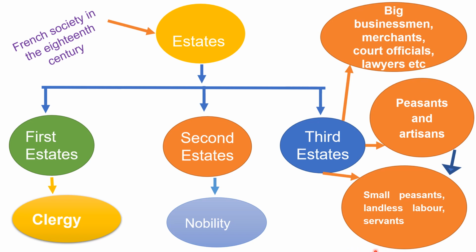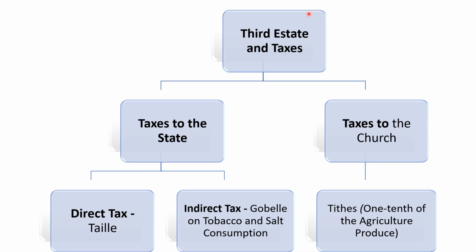Peasants were obliged to render services to the lord, to work in his house and field, to serve in the army, or to participate in building roads. The third estate paid taxes to the state and to the church. The tax paid to the church is called tithe, and it was one tenth of the agricultural produce. Taxes to the state: the direct tax is tallage, and the indirect tax is on consumption of items like tobacco and salt.